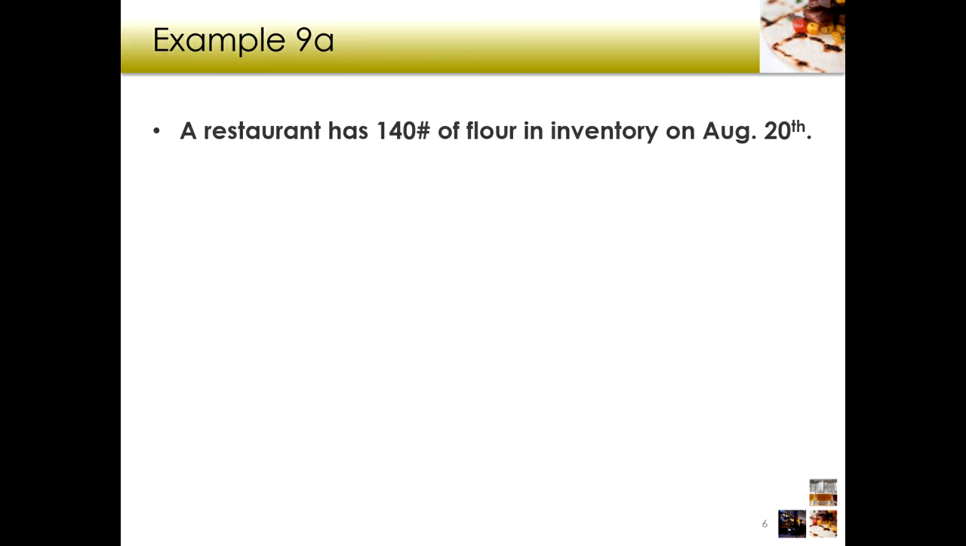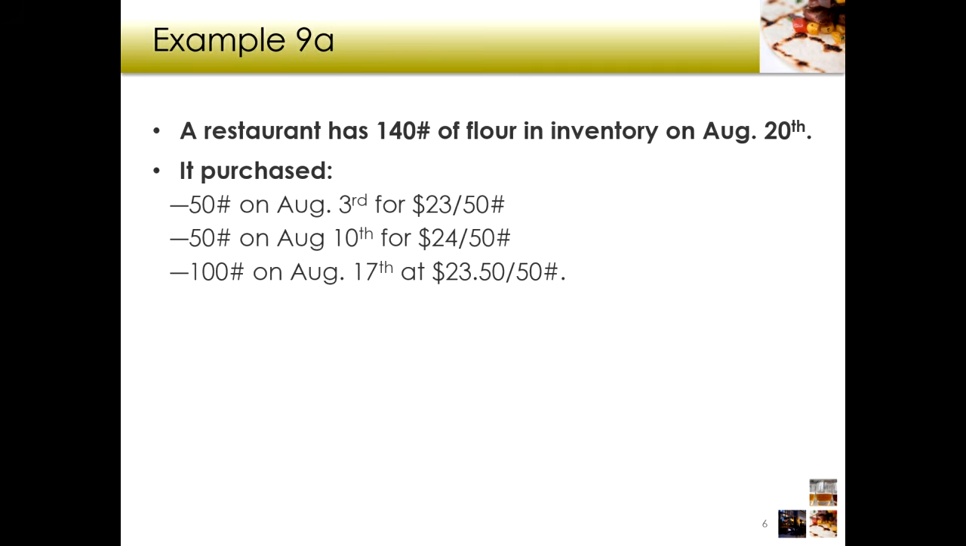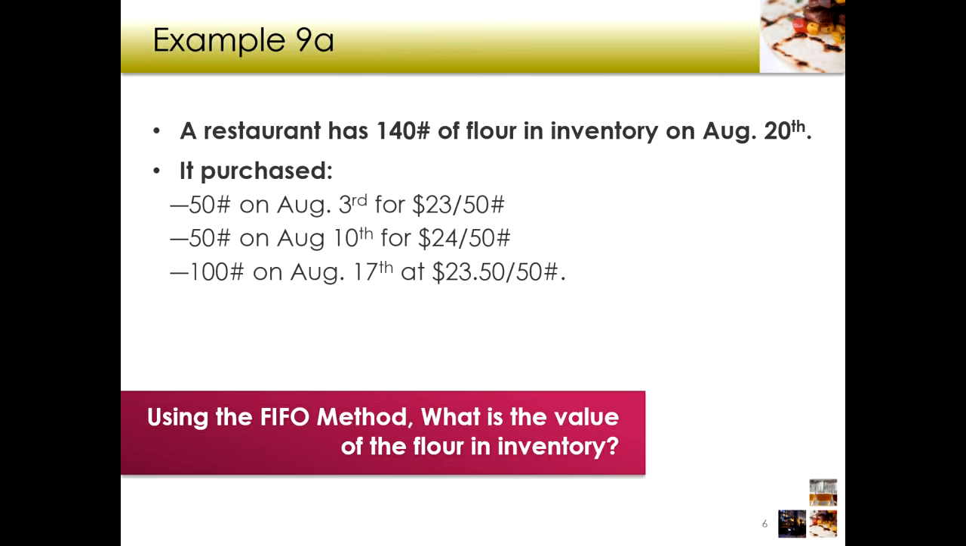In this example, a restaurant has 140 pounds of flour in inventory on August 20th, and those were our 3 purchases. On August 3rd, we bought 50 pounds at $23 for a 50-pound bag. On August 10th, we bought 50 pounds at $24 for a 50-pound bag. And on August 17th, we bought 100 pounds at $23.50 per 50-pound bag. So using FIFO, we're going to determine what that 140 pounds of flour is worth.